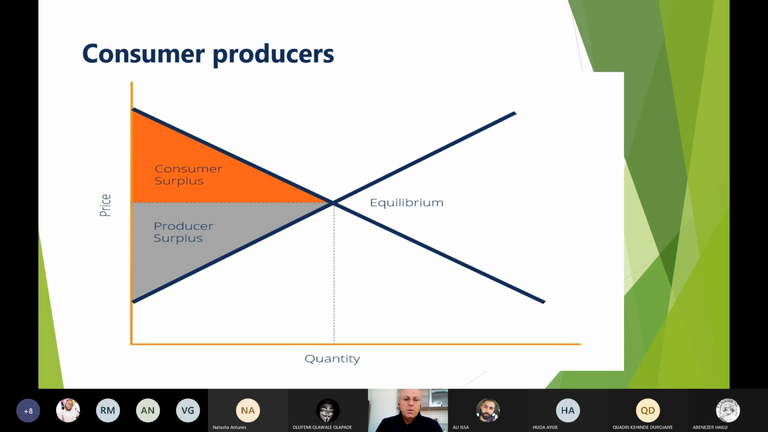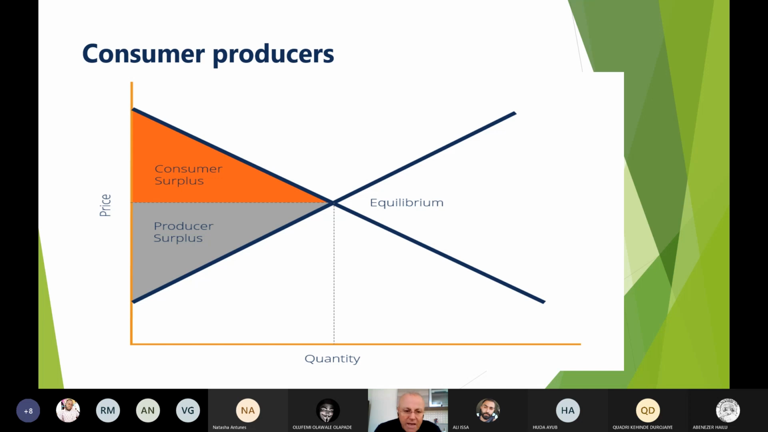As it is illustrated here, the orange colored triangle is the consumer surplus, and the highest price is the price where the so-called demand curve intersects the price axis. Where the intersection between supply and demand is realized is the equilibrium quantity, which will be multiplied with the amount of money at the equilibrium.